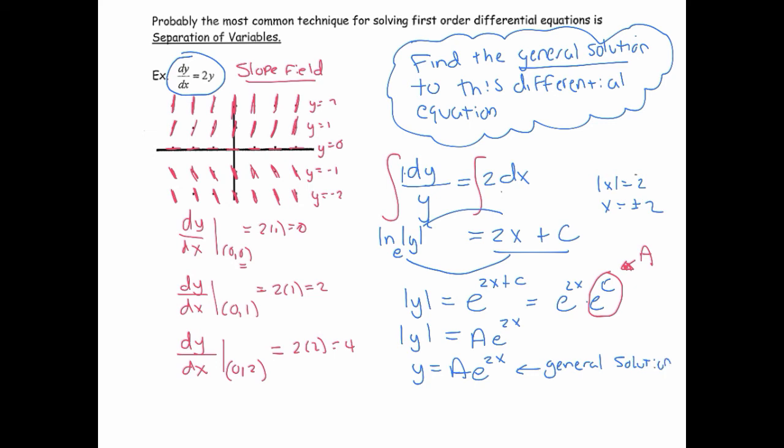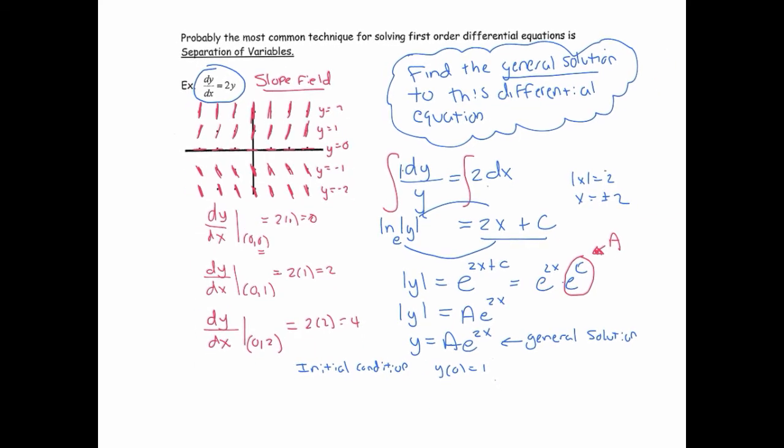If I wanted it to be a particular solution, I would have to give you an initial condition. I would have to say something like, find the solution to this differential equation such that this function goes through the point 0, 1. So let's say I had an initial condition. Let's say I said y of 0 equals 1.